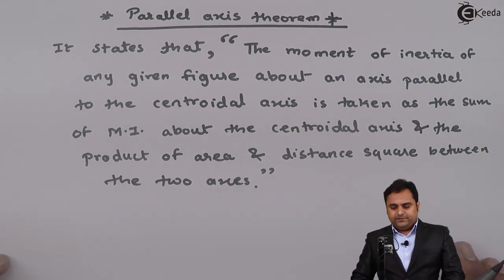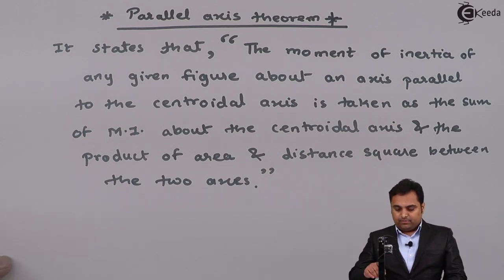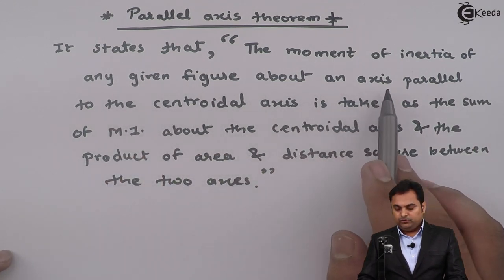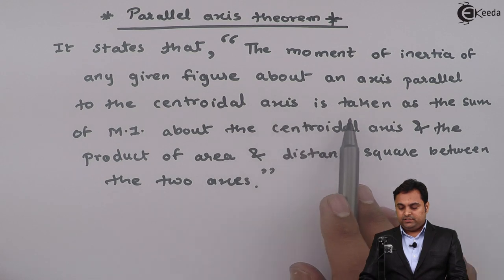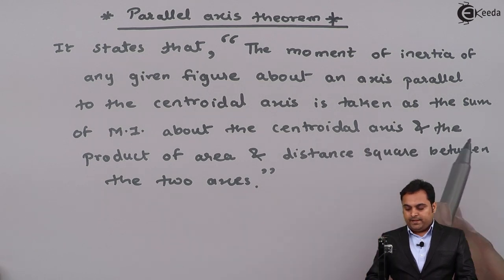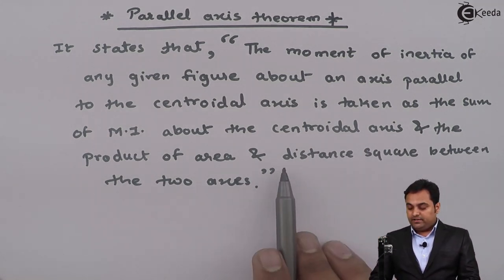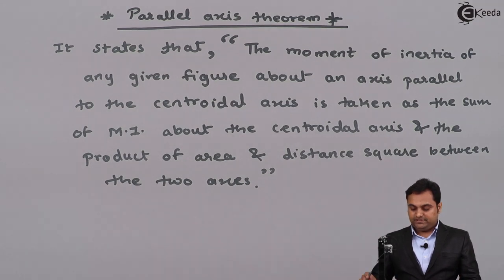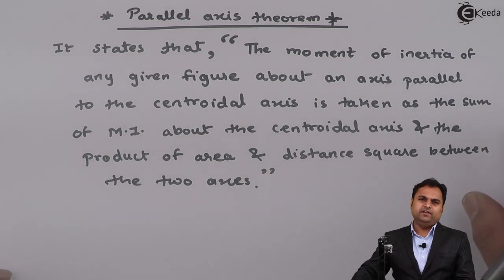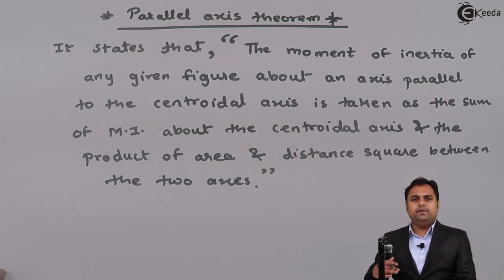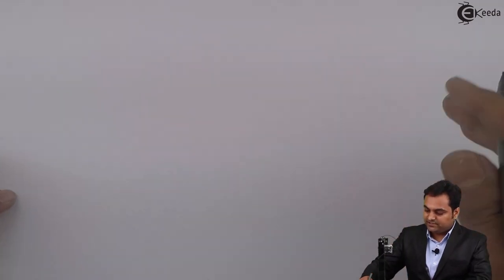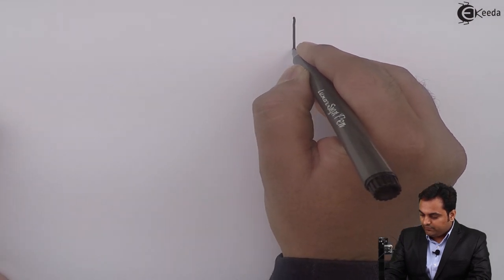So here is the statement of parallel axis theorem, that the moment of inertia of any given figure about an axis parallel to the centroidal axis is taken as the sum of MI about the centroidal axis and the product of area and distance square, that is square of the distance between the two axes. Now this can be explained with the help of a diagram, because it would be more simple if we draw the diagram and then explain it. So here I'll explain this concept with the help of a simple diagram.